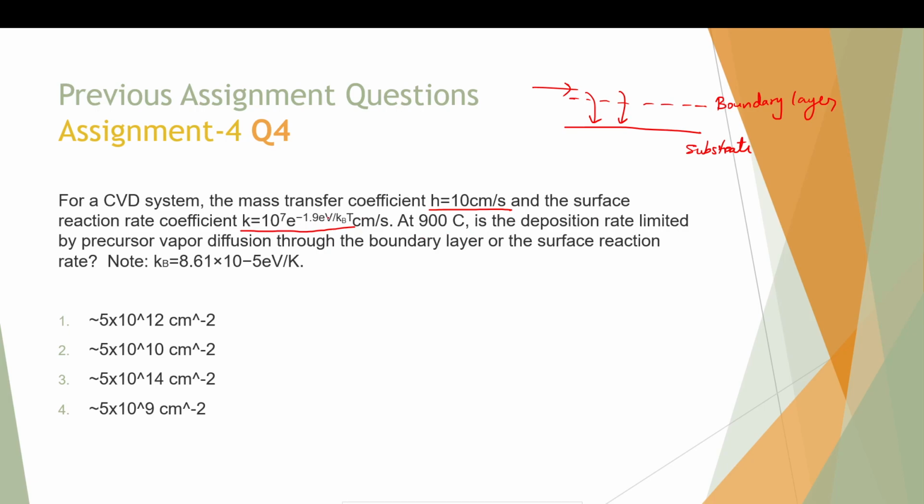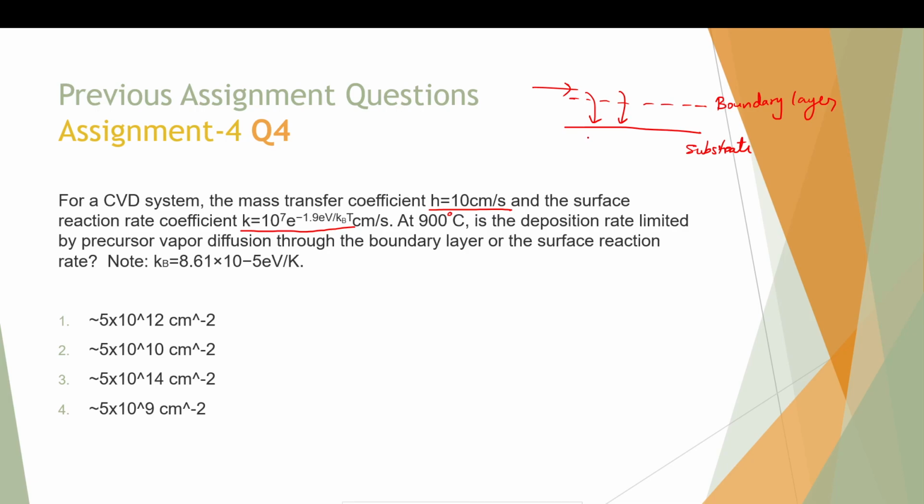They have not given us the explicit value for this, but they have given us the formula. So the surface reaction rate coefficient is given by this. At 900 degrees Celsius, is the deposition rate limited by precursor vapor diffusion through the boundary layer or the surface reaction rate? Basically they are asking us to compare the rate of diffusion to the rate of surface reaction.